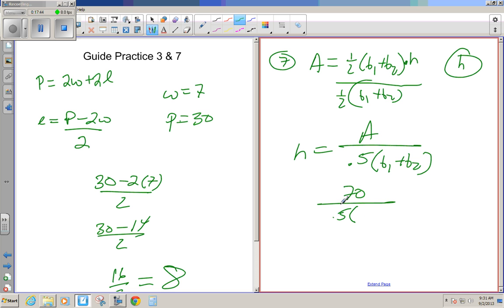Half of 6 plus 8. Well, that's 14. Half of 14 is 7. So you end up with 70 over 7, or 10. 10 should be the number of inches. All right.